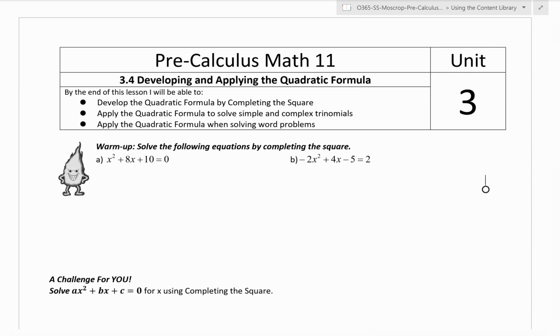We are going to be solving, again, quadratic equations. However, today we're going to use the quadratic formula to solve quadratic equations. Before we do that, I would like you to review solving equations by completing the square. So go ahead, give it a try, and I'll show you the answer in a bit.